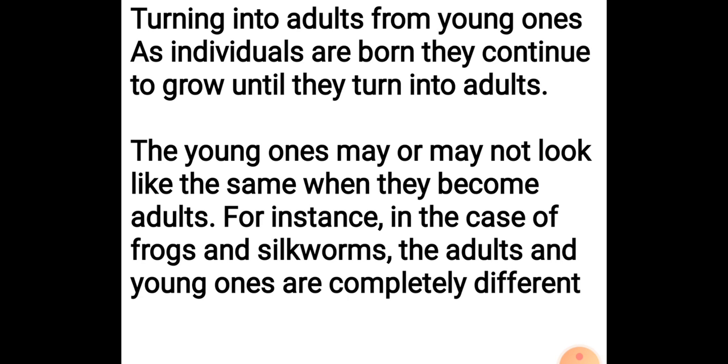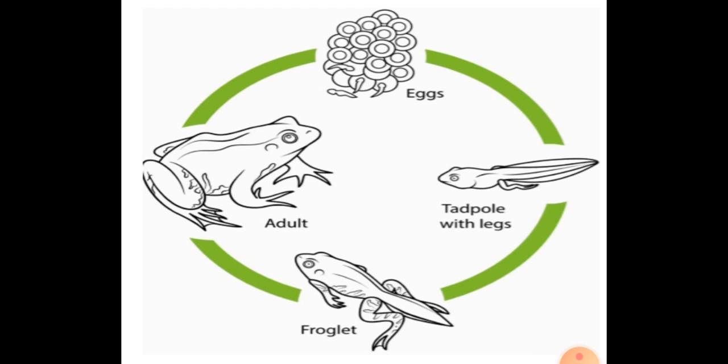For instance, in the case of frog and silkworm. These are the two examples where you must have seen that the adults and the young ones are completely different. They are totally different. Now this is the chart diagram. As you can see, the frog lays eggs, then it changes into a tadpole. Now the tadpole, more or less, looks like a fish. And then this changes into an adult, which is totally different.